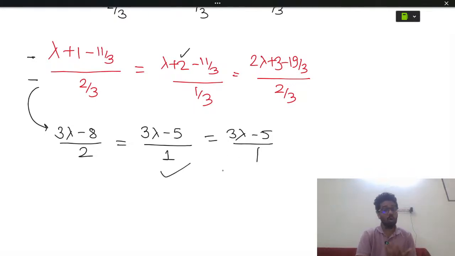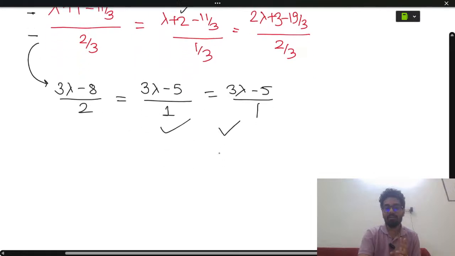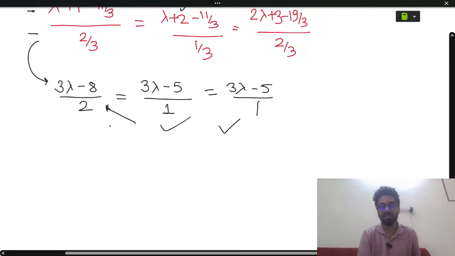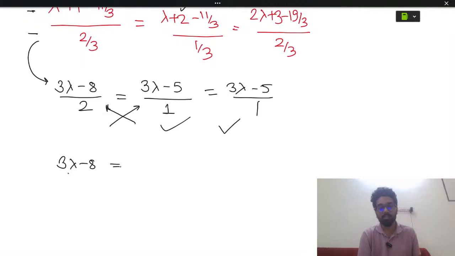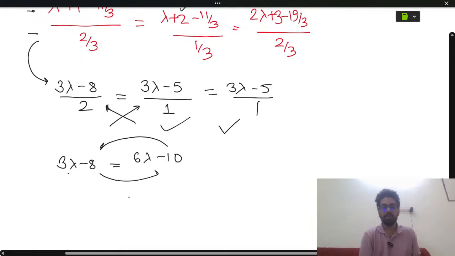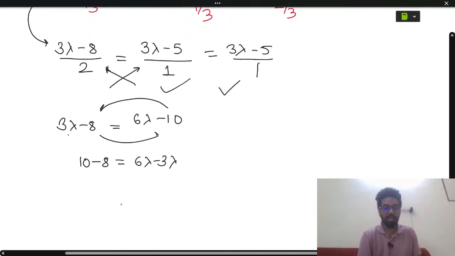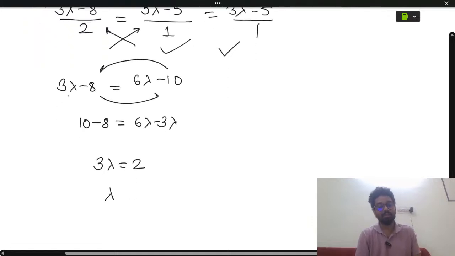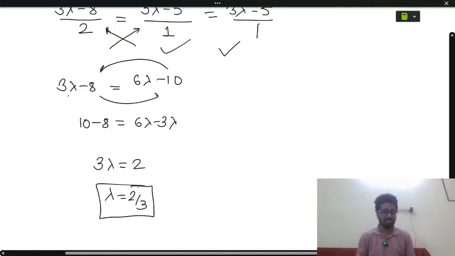Now the interesting part: this is always equal to this. So I have to invest my time only in simplifying these two. Cross multiply: (3 lambda minus 8) by 1 is equal to, cross multiplying 2, 6 lambda minus 10. Simplify this: I will send it over here, you will have 10 minus 8 is equal to 6 lambda minus 3 lambda. And here you will have 3 lambda is equal to 2, and lambda is equal to 2 by 3. You tell me where they are asking you to be a genius.